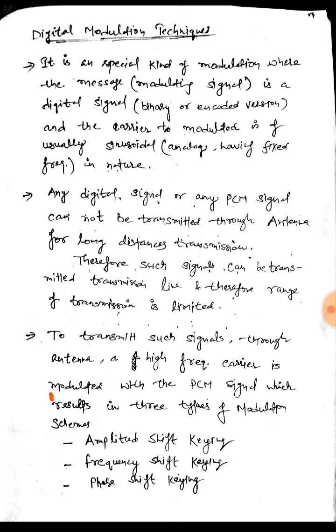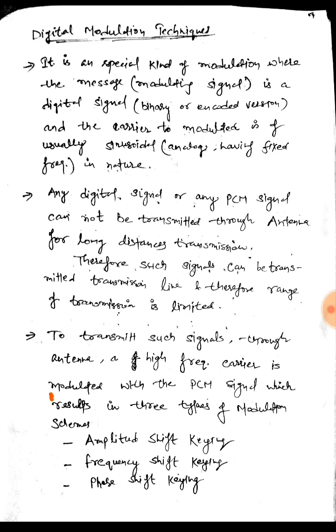In this, our information is in the digital form, that is in the form of binary bits 0 and 1, and we will use the carrier as an analog signal, that is a continuous wave signal. So basically in this technique we will convert our digital message into an analog signal before transmission.